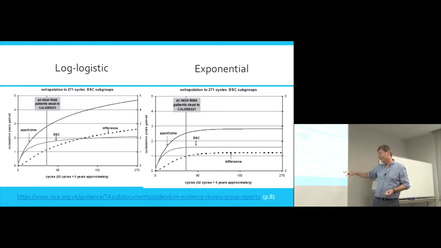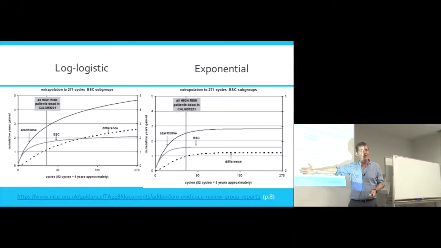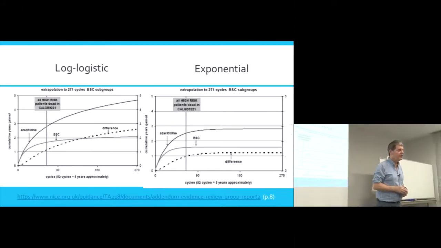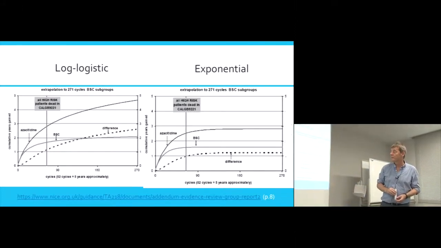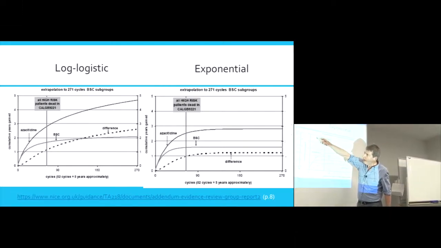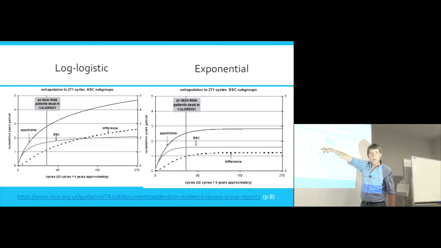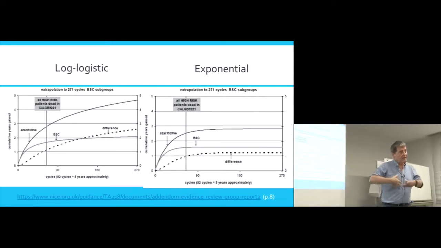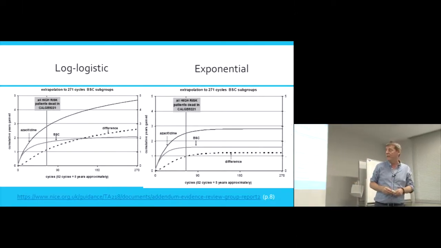So 270 cycles is in excess of 25 years. So this is quite a long time period, remembering that most of these patients, when they enter this model, are 70 to 75. That's the typical age of diagnosis. On the vertical, in both diagrams, we're measuring cumulative years gained. So this is by surviving the additional years of life that are being gained.